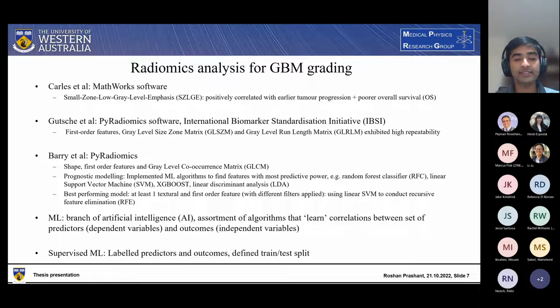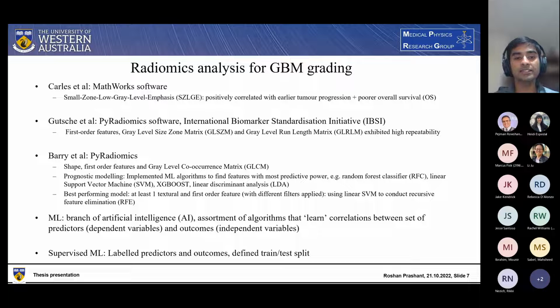To provide a bit of context, machine learning in general is a branch of artificial intelligence, whereby an assortment of algorithms learn the correlations between a set of predictors, which act as independent variables, and outcomes, which act as dependent variables. In this study specifically, supervised machine learning algorithms are used.